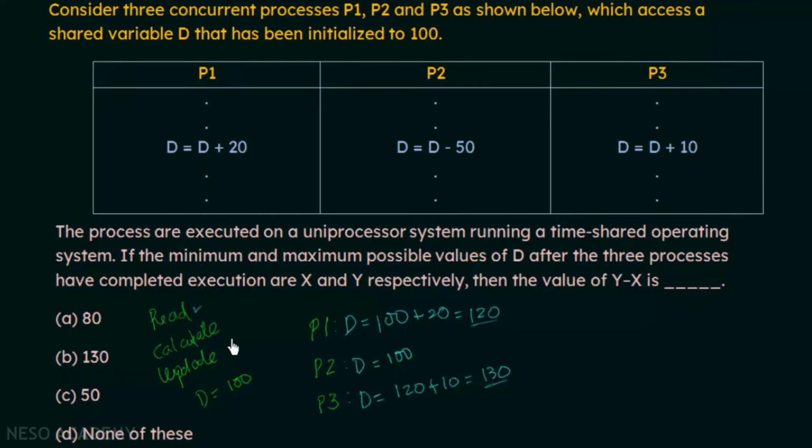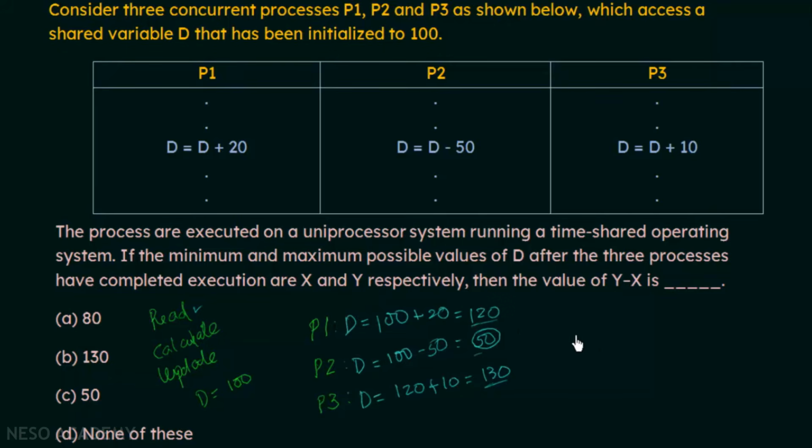So now it will do the calculation. So what is the calculation? D minus 50. So it will subtract 50 from here. And what is the value that it will have? The value is 50. This is the value given by P2. So if we execute in this order and P2 gets preempted in that way, then the minimum possible value that we can have is 50. So 50 is the minimum value for D. So we have found the minimum value, which is X.